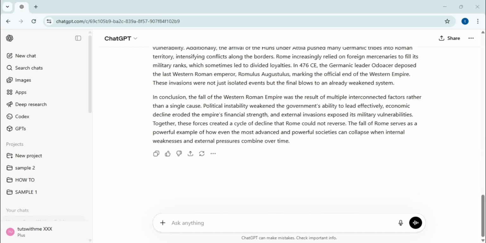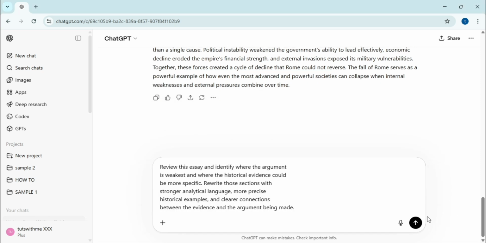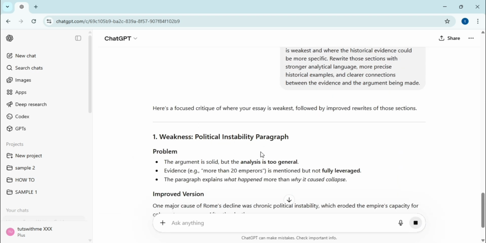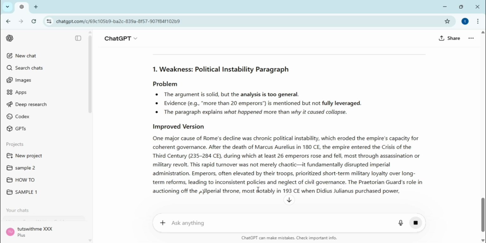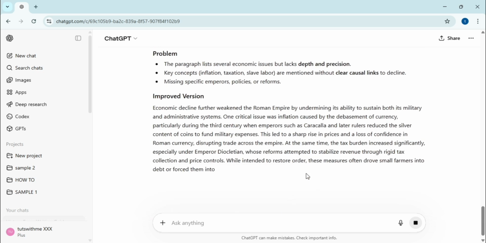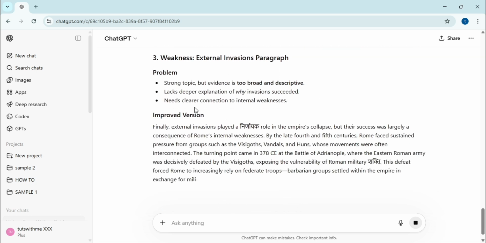To further improve the quality, I prompt ChatGPT to review its own writing, identify the weakest points, and rewrite them with more specific historical data and stronger analytical language. ChatGPT provides a helpful critique of its previous work, noting where the analysis was too general, and offers improved paragraphs featuring specific events like the crisis of the 3rd century.